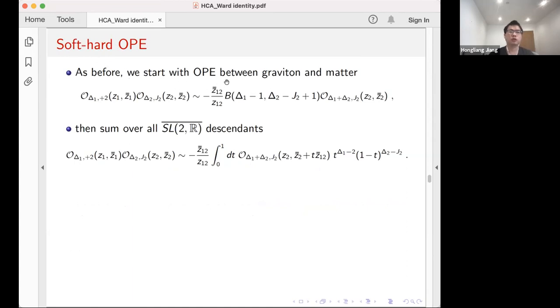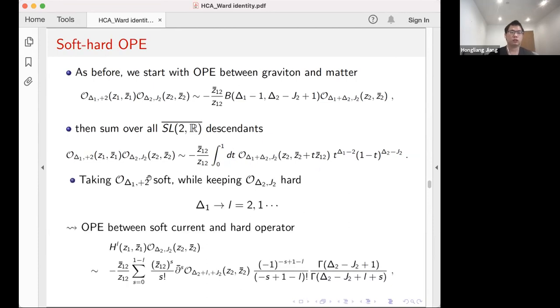So as before, we start with the OPE between a graviton and matter. This is graviton and matter, and then we sum over all the SL(2,R) bar descendants as we did for the derivation of the algebra. Now there's a difference. So now we only take the graviton soft, we set the dimension to special values while keeping this matter operator hard, so it has some generic value of dimension. So this soft operator becomes a soft current, and this reduces to the OPE between a soft current and a hard operator.